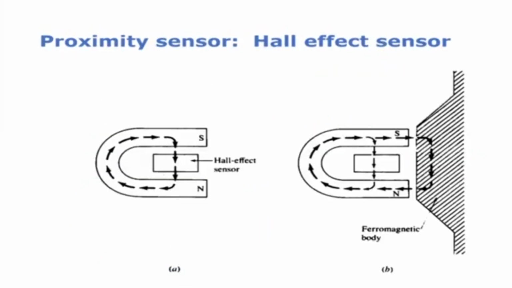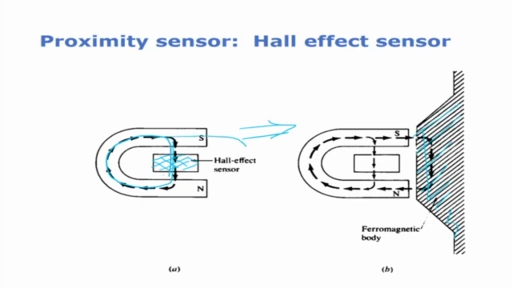Another proximity sensor is the Hall effect sensor. The working of a Hall effect sensor is also very simple and almost similar. This is my Hall effect sensor, which is placed inside a north-south pole, this horseshoe kind of magnet. If there is nothing in front, the magnetic lines of force pass like this, meaning they go through the Hall effect sensor. The moment a ferromagnetic material comes in front, what happens?